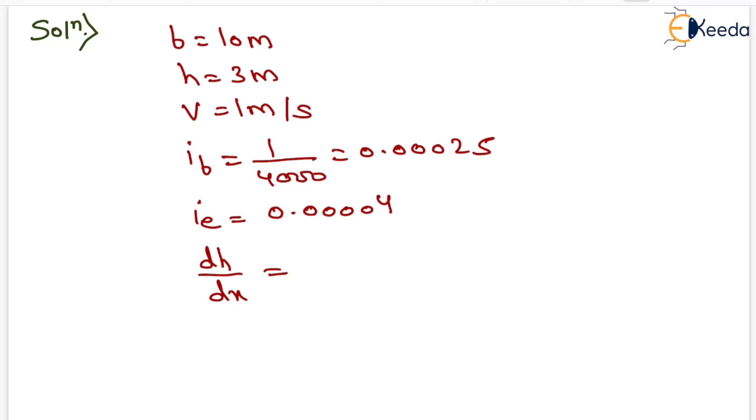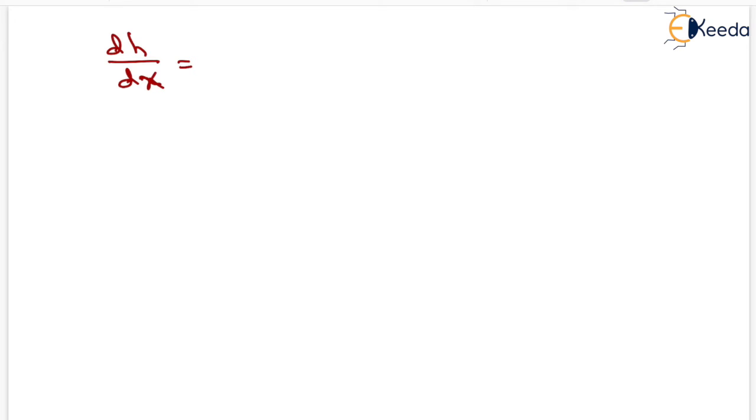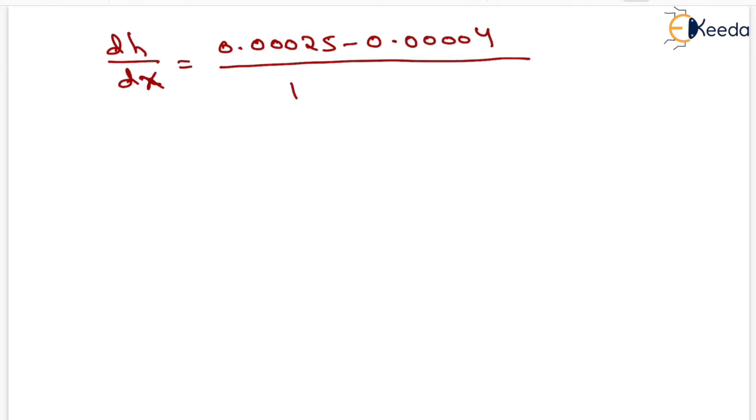So dH upon dx will be equals to IB minus IE upon 1 minus V square upon GH. On putting the value in this equation, we will have dH upon dx equals to 0.00025 minus 0.00004 upon 1 minus 1 into 1 upon 9.81 into 3.